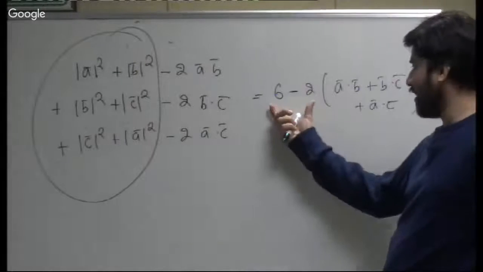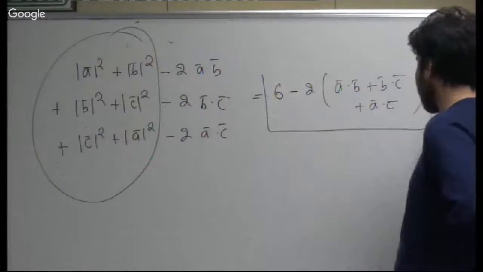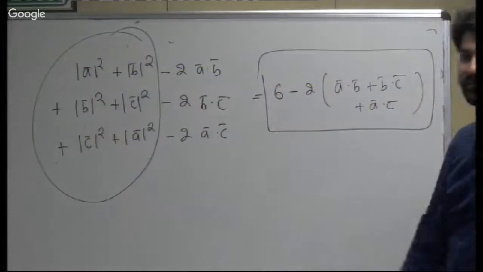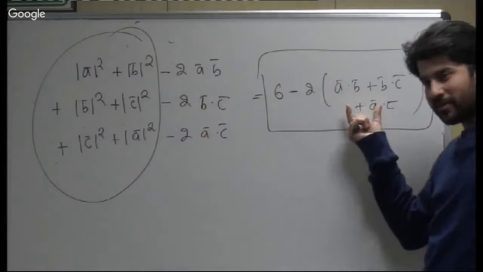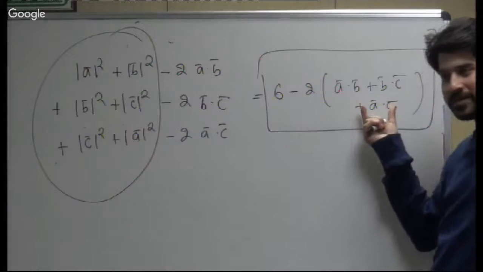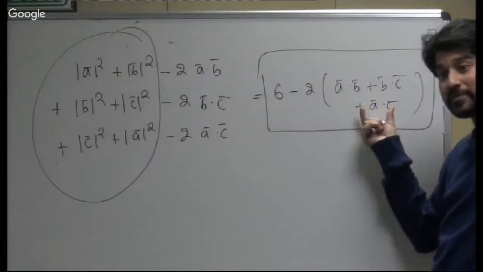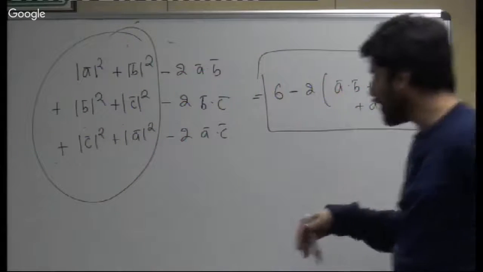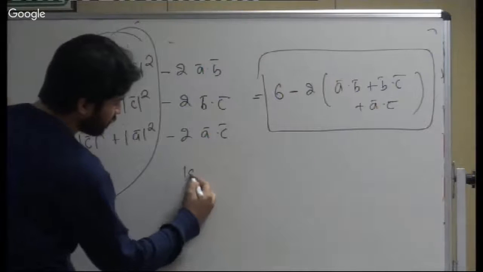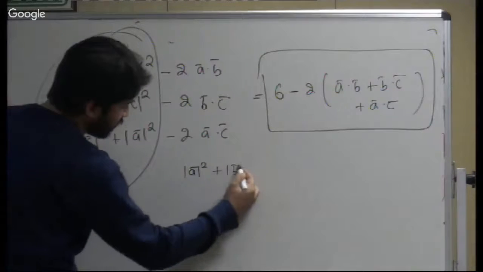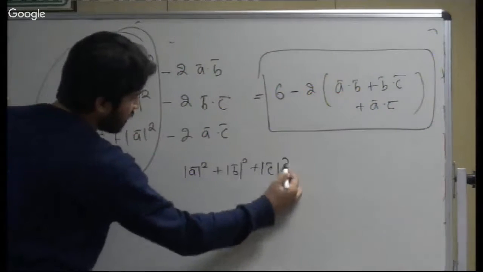See, I have to maximize this, right? I have to maximize this expression. Where did we see this expression? Where did we see this? (A plus B plus C) whole square, right? So do that. (A plus B plus C) whole square will turn out to be mod A square plus mod B square plus mod C square plus this.